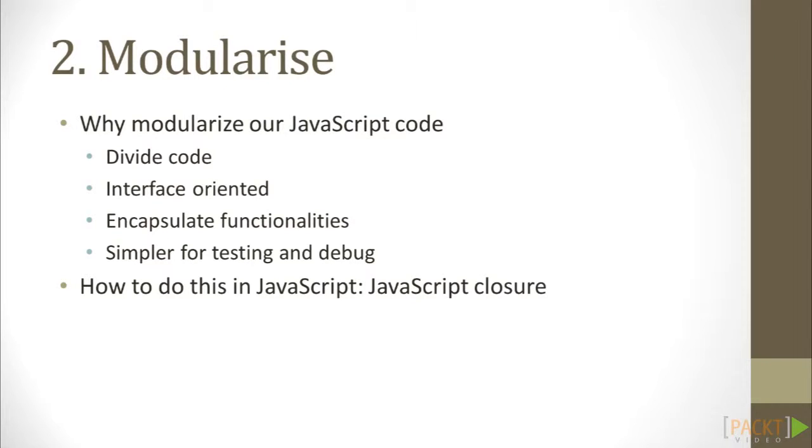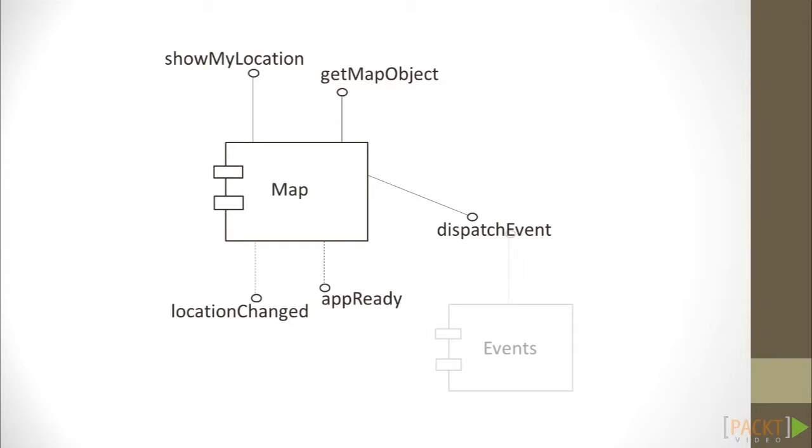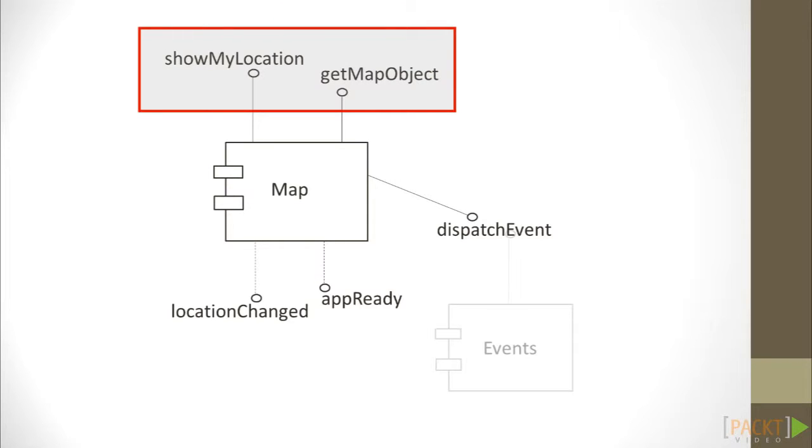Modularizing is another way to organize your JavaScript code and increase your project quality. In JavaScript, we use closure to define a module. Here is an example. Assume we want to develop a map module for our app. It has two interfaces. One displays the user's current location on the map, while the other simply returns the reference of the map object that's encapsulated in the module.